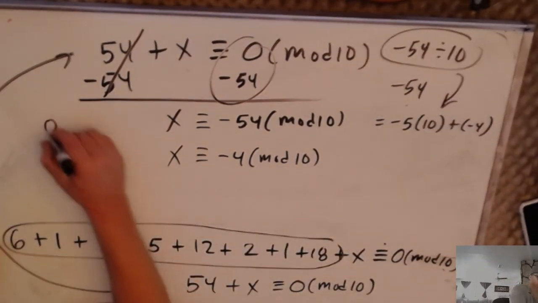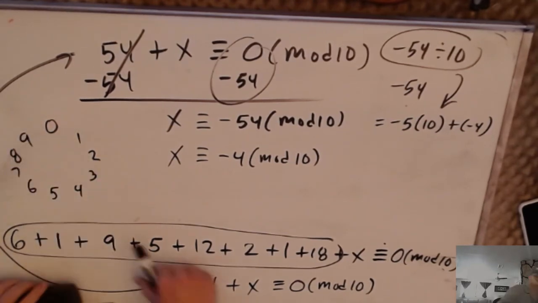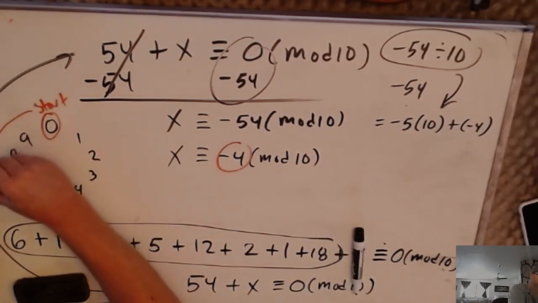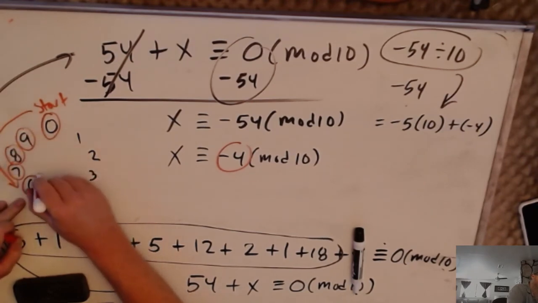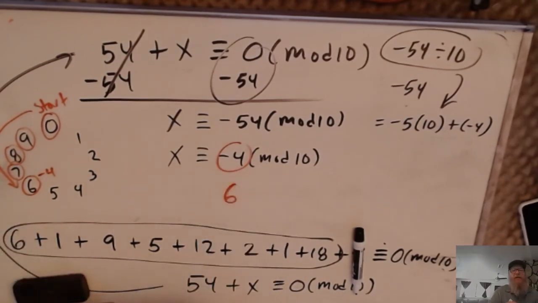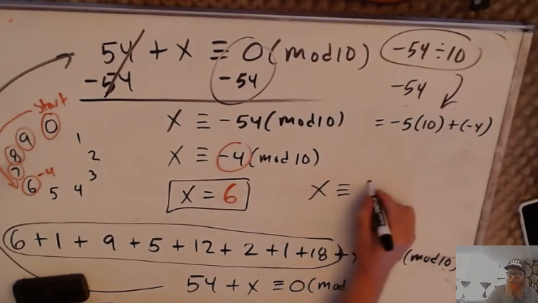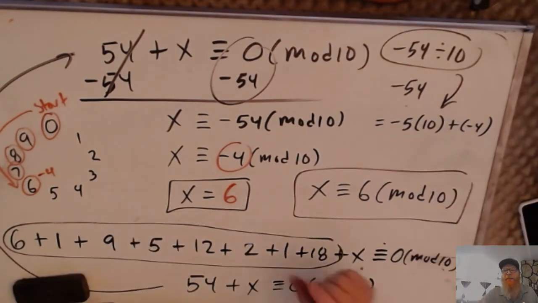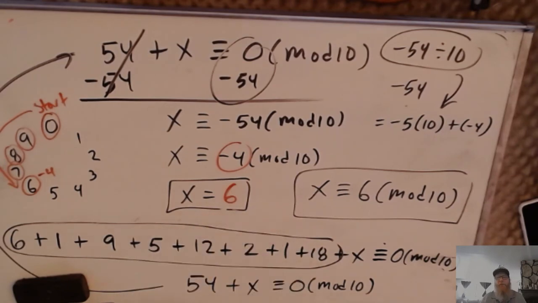So mod 10, remember you're going around counterclockwise. Negative 4 means to start at 0 and go negative 4. 1, 2, 3, 4. So this is negative 4. The answer is x is equal to 6. Or technically it's congruent to 6 mod 10. But you can just say x is equal to 6 because it's a digit. That's the digit that'll actually be on the barcode. You won't see this on a barcode. You'll see this, the actual number 6.